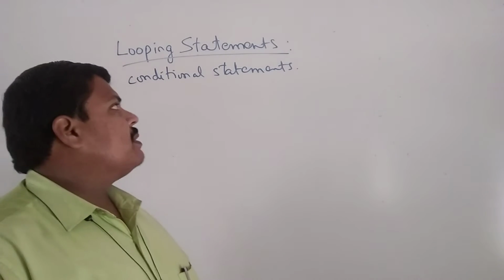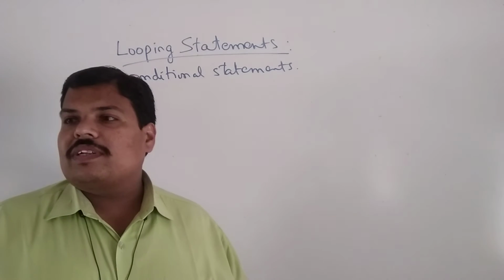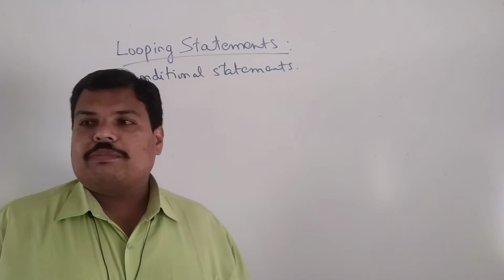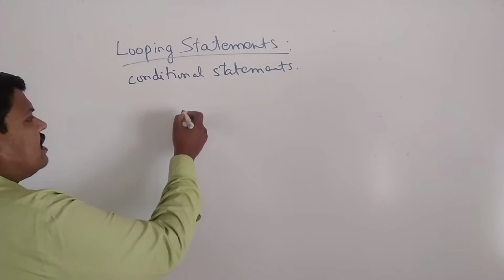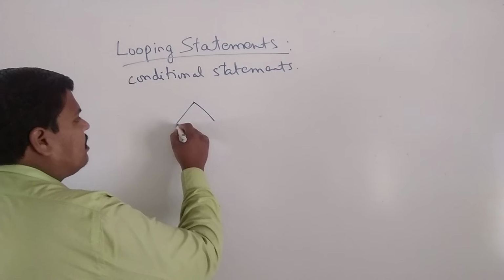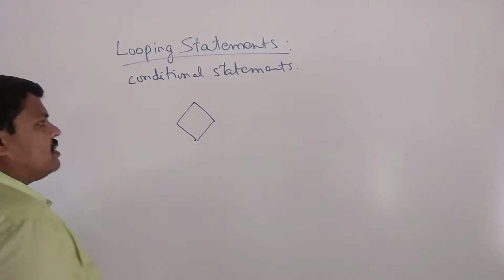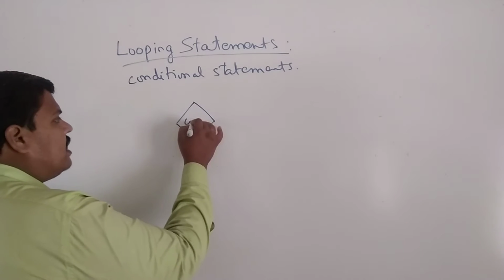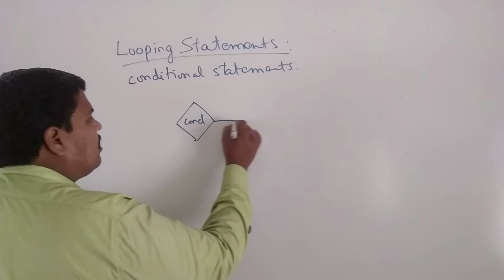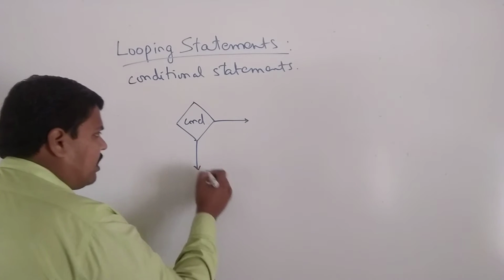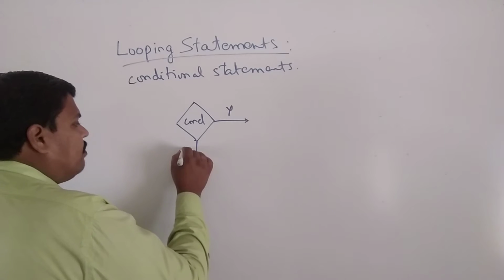So conditional statements and looping statements. What is the difference? Conditional statements generate a flow chart or structure where there is a condition, and depending on the condition the flow can go either way. If yes and if no.